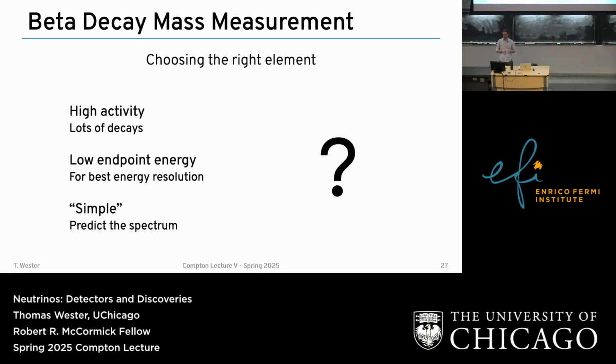So in other words, if your energy is very high, then your detector is going to have different backgrounds that could interfere with the measurement. And then finally, it helps to have a very simple source here. The simplicity of the source helps you predict the spectrum theoretically using equations so that you can really say whether or not you've seen a distortion or not.